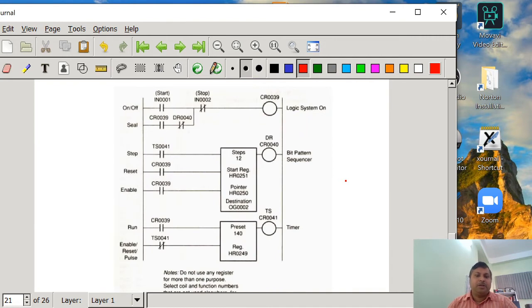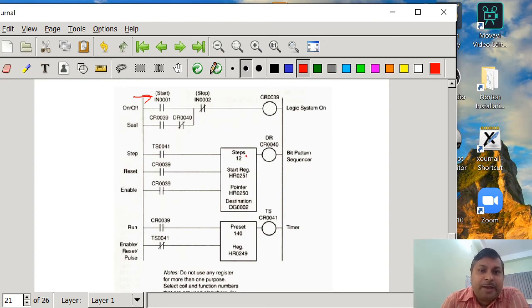Here is the programming. Here you see we have used a logic CR39. There is a push button switch IN001. Once IN001 is pushed, and the stop button is already closed, CR39 will be energized. If it is released, CR39 is in latching operation and DR40 is normally closed. And now you see what DR40 is. DR40 is the coil for the sequencer function.